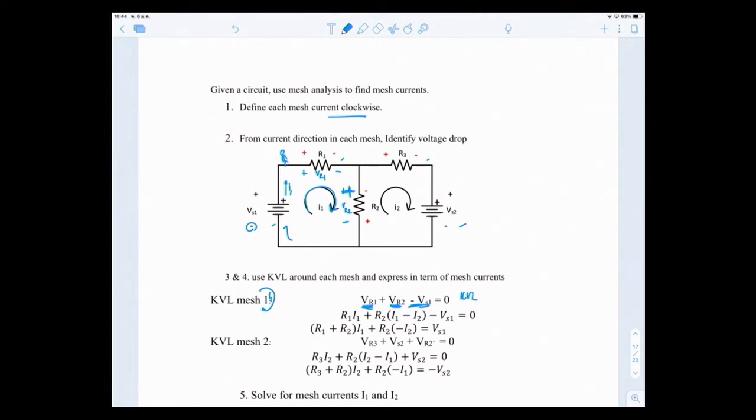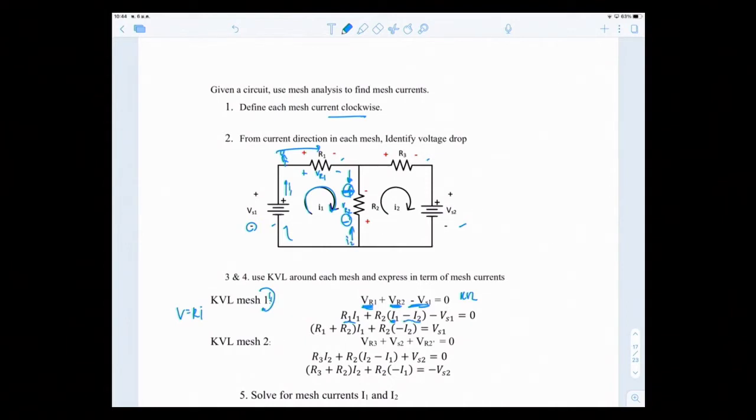Look at V equals IR, V equals R times I, Ohm's law. VR1 is R1 times I1 because I1 passes through R1. For R2, we have VR2, which is R2 times the current going through R2. The current I1 goes in; we use this blue color polarity. I1 enters the positive, so positive I1, but I2 enters the negative, so minus I2.